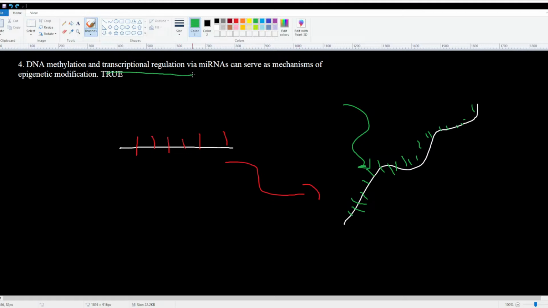In any case, we're talking about microRNAs. These serve as mechanisms of epigenetic modifications, and so does DNA methylation. Once again, one of the number one examples of epigenetic modification: methylation, acetylation, and microRNA regulation. Moving on.